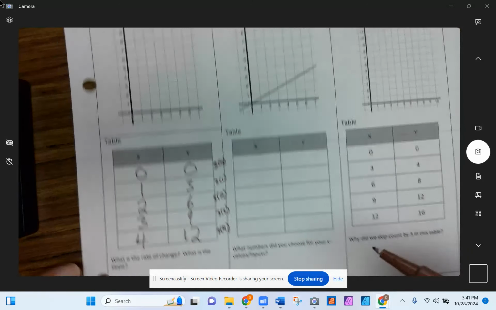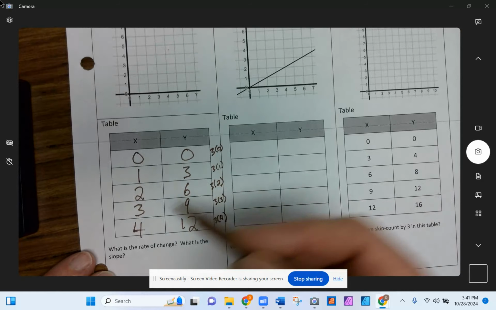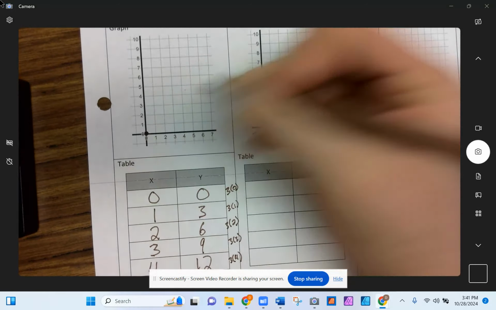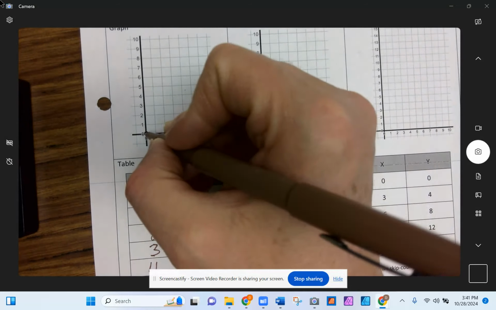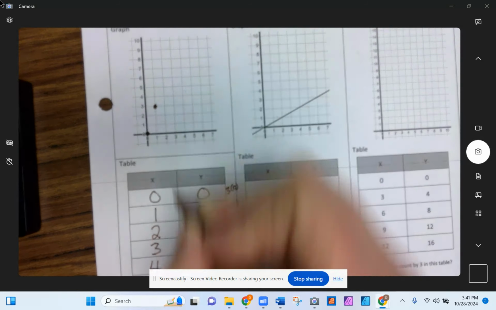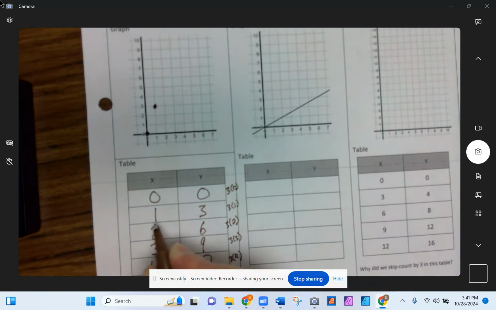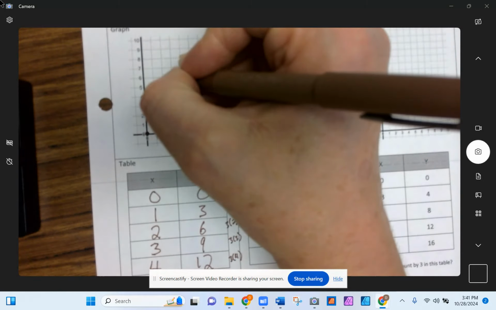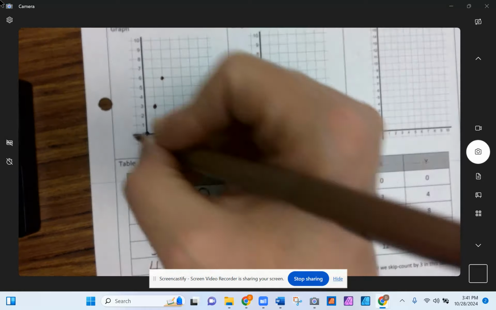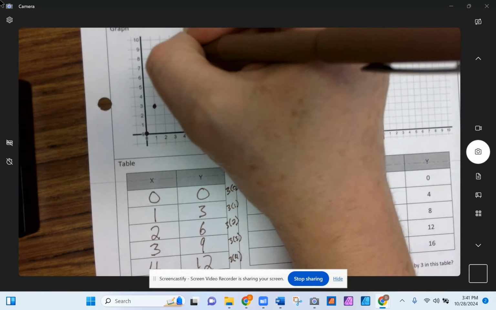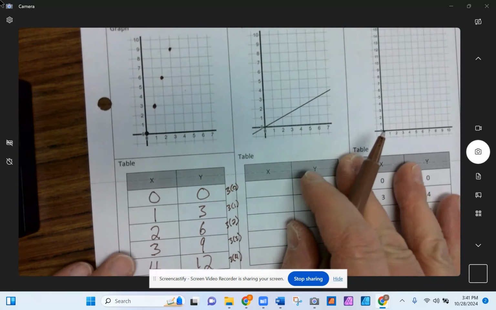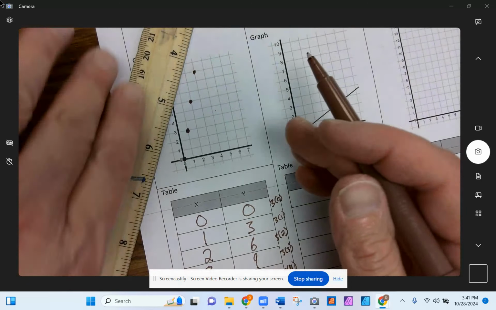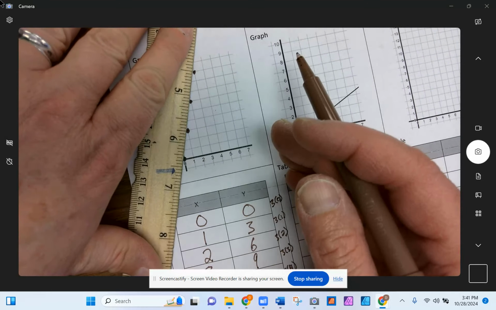Now what I'm going to do is use this table to fill out the graph, right? So I've got 0, 0 right here. Then I go over to the right one and up 3. That's my second coordinate point right there. Then over 2 and up 6, over 3 and up 9. And the last one would send us off the graph, so we don't need to worry about it. Now I'm going to use a straight edge and draw my line.